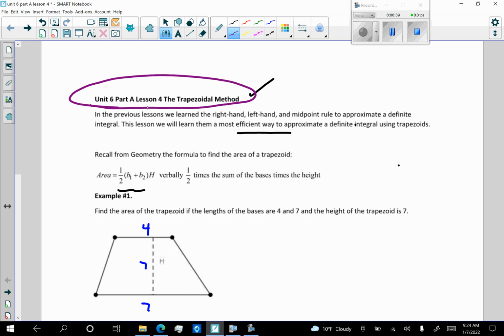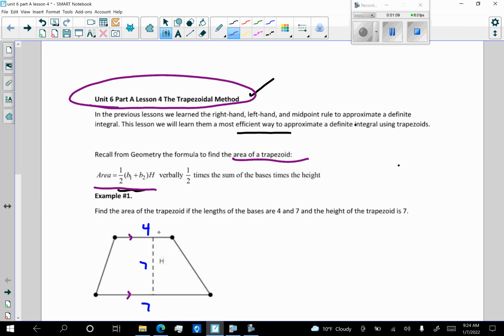So recall, the first thing we have to do is go back to our time in geometry and use the formula to find the area of a trapezoid. Here I have a trapezoid. The area of the trapezoid is 1/2 the sum of the bases times the height. In example 1, I have this trapezoid. The bases are parallel. It's a quadrilateral with one pair of parallel sides.